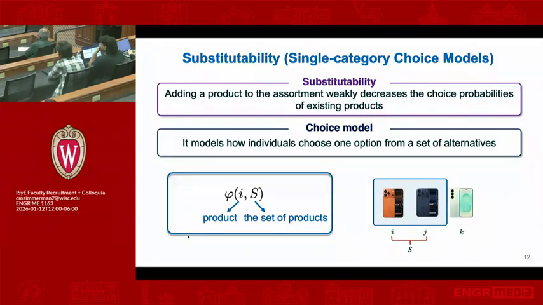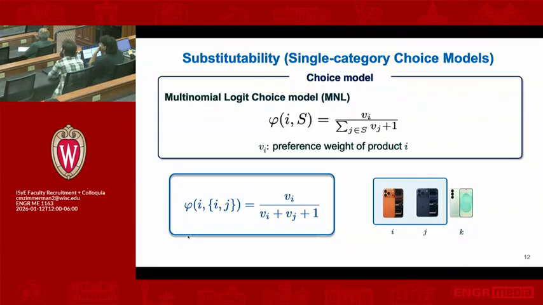Mathematically, we use the notation phi_i(S) to denote the choice probability of choosing a product i from a set S. And the most well-known choice model is the multinomial logit choice model, the MNL model. Here, each product has a preference weight v_i, and the choice probability of any product, for example i, is in proportion to its preference weight. So if we consider a very simple example where a retailer is selling 3 different phones, i, j, k, then the choice probability of choosing i from the set of i and j could be expressed using a very simple formula under the MNL choice model.